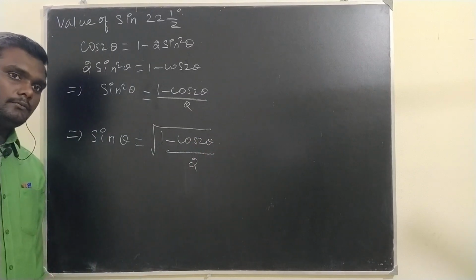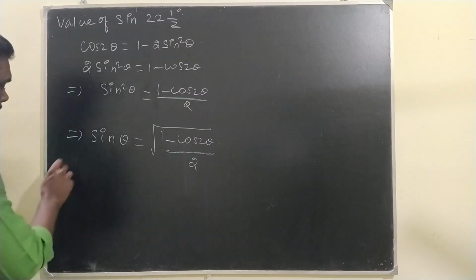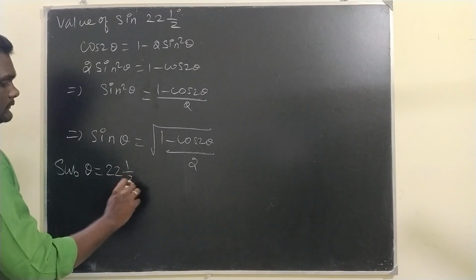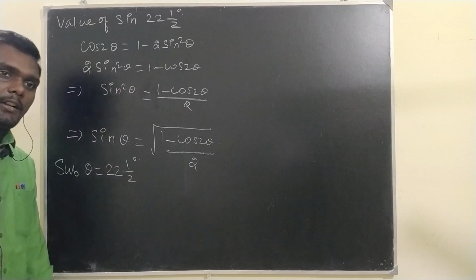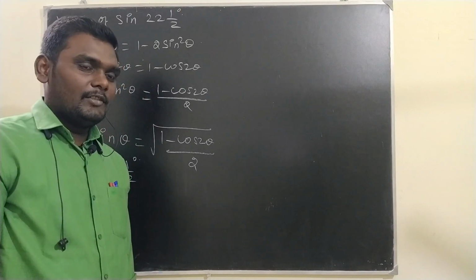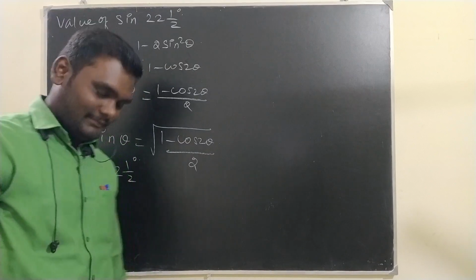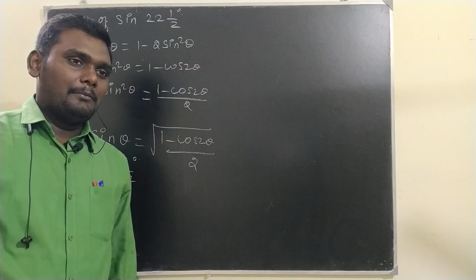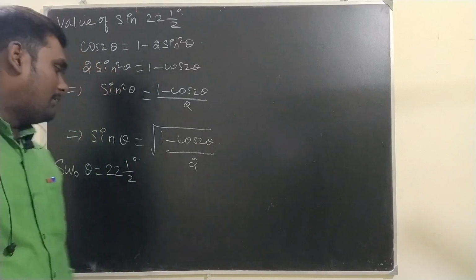Now substitute theta as 22 and a half. Someone is not awake. I said 22 and a half. They are simply seeing like this. What are you calculating? Be aware, man. What I am saying, be aware.